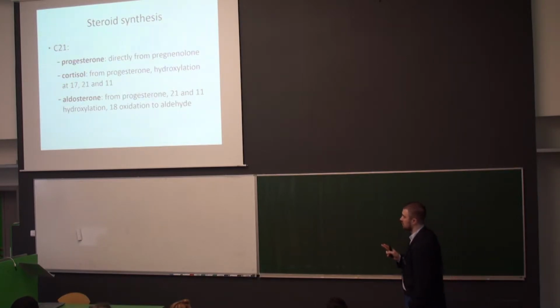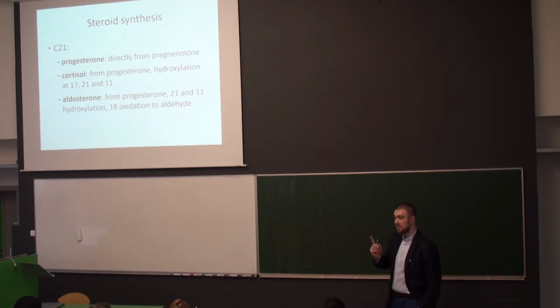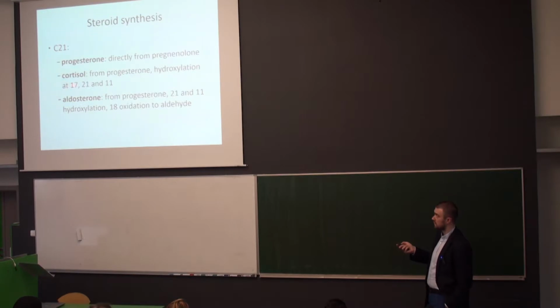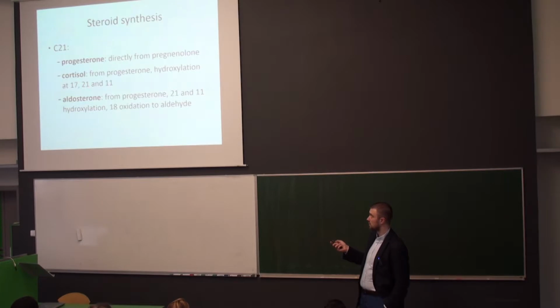If we start with cortisol: cortisol is produced from progesterone, and there must be a sequence of hydroxylations in this order. This is not a mistake, the 11 should not be first, since the 11 hydroxylation is the last. That means the order is first hydroxylation on the 17th carbon atom, then hydroxylation on the 21st carbon atom, and hydroxylation on the 11th carbon atom. So simply, if you see a 21-carbon steroid with three hydroxy groups on these carbon atoms, you can be pretty sure that it's cortisol.